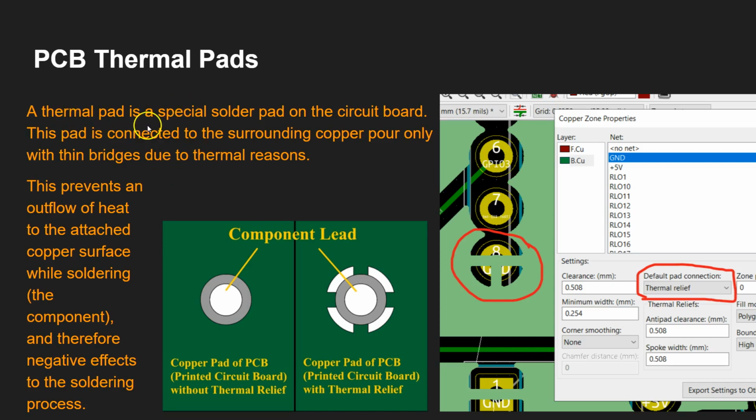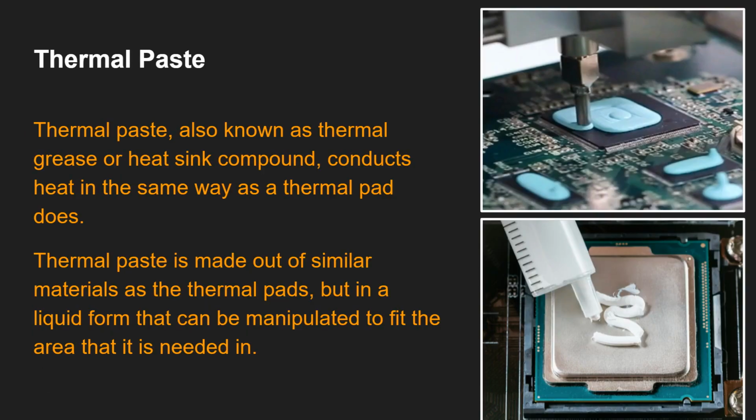And here it says the same thing. A thermal pad is a special solder pad on the circuit board. This pad is connected to the surrounding copper core only within thin bridges due to thermal reasons. This prevents outflow of heat to the attached copper surface while soldering the component, and therefore negative effects to the soldering process. Now let's talk about the thermal paste.